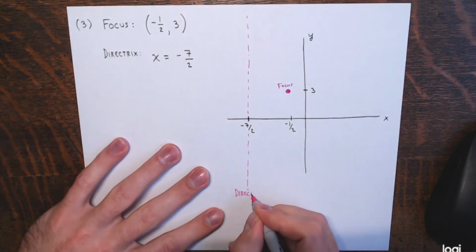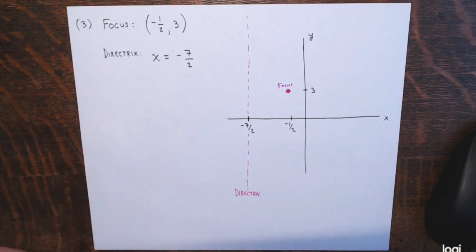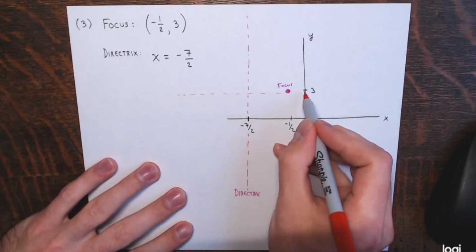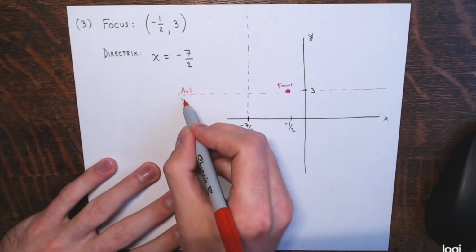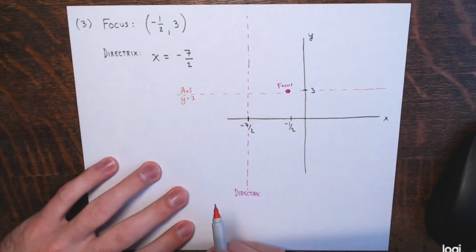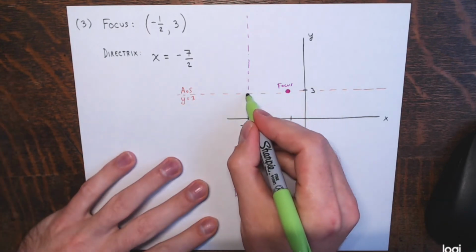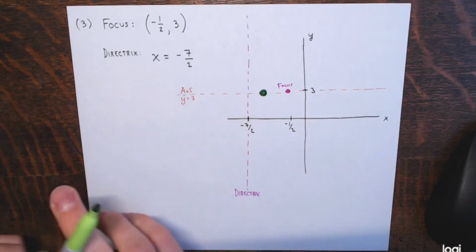All right, so it's very clear that the vertex will not be the origin. But I can tell you right now what the axis of symmetry is. The axis of symmetry is this line here, right? It's a horizontal axis of symmetry, and it's y equals 3, just the y coordinate of the focus. All right, so the vertex, again, is going to be halfway between the focus and the directrix on the axis of symmetry. There's the vertex, and the coordinates of the vertex, right?